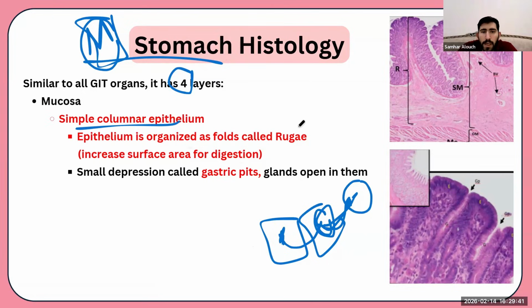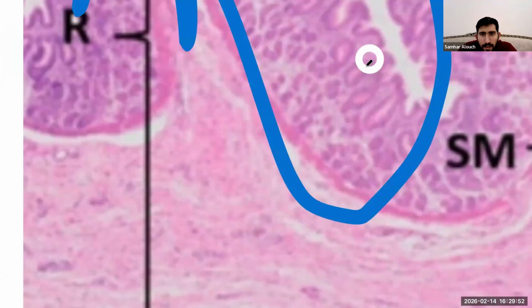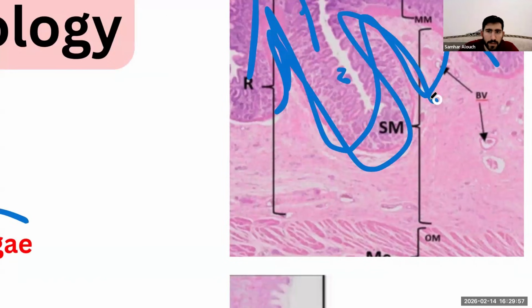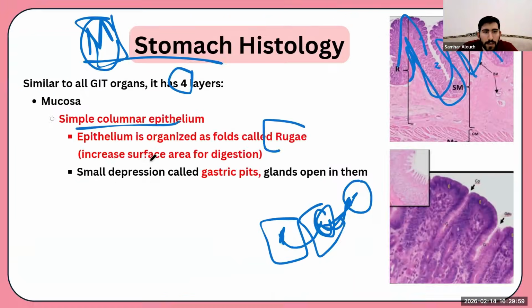The epithelium is organized in folds called rugae. As you can see here, the epithelium is not very straight. It's rugae. By the way, it's not these things only, it's the whole thing itself. It's folding. Okay, so that's rugae, and they increase the surface area of digestion. If you have a rugae, which is like a projection, you will have a depression, and the depression is called gastric pits. And here is where the glands are, okay?